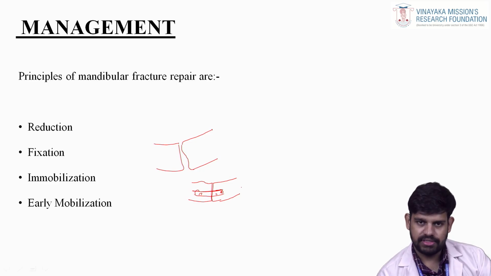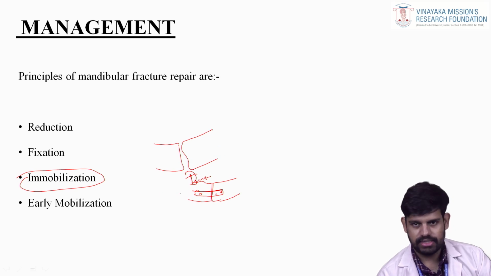Then after fixation we have to immobilize it. So we will go for IMF, intermaxillary fixation, where both the dentitions are fixed. After the advent of plates, microplates and miniplates, immobilization is not necessary. Only when the occlusion is not corrected even after the fixation of plates, then we will go for immobilization.